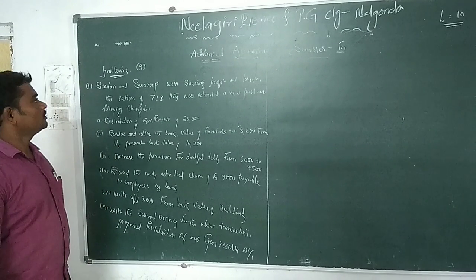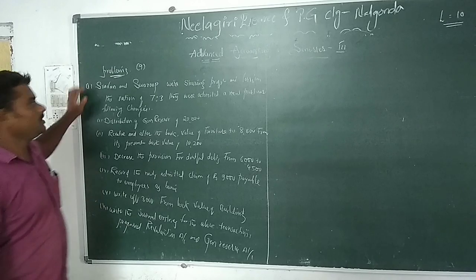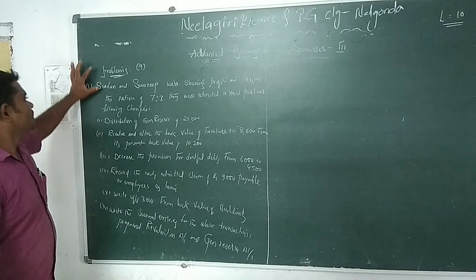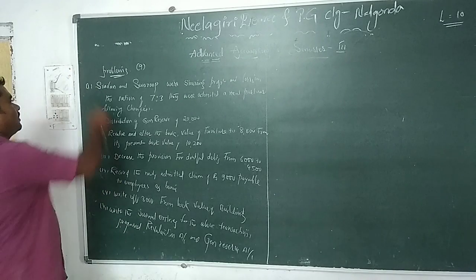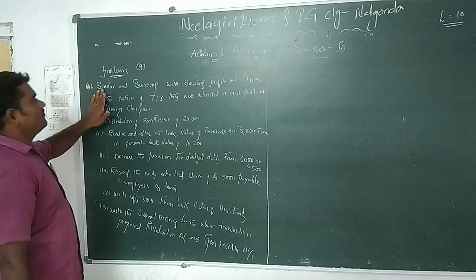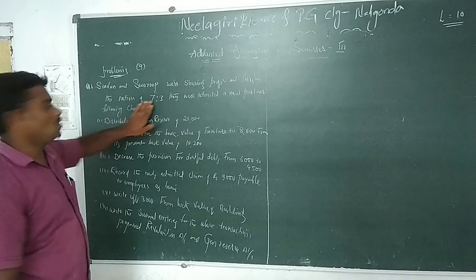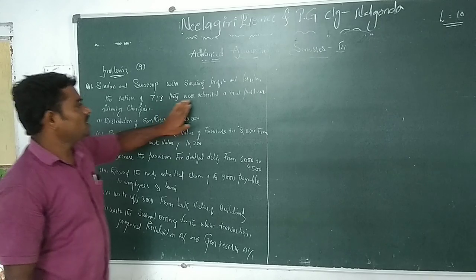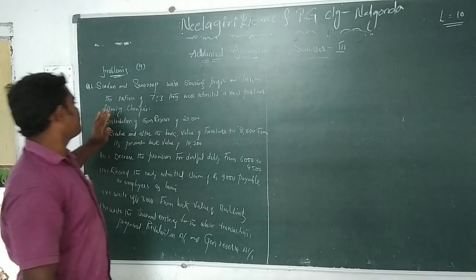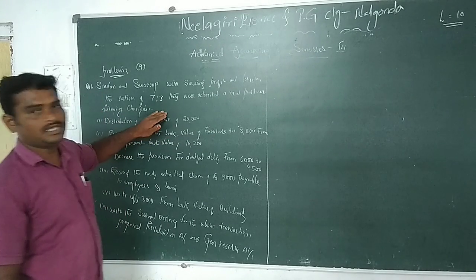Today we are going to discuss the admission of partners problem. Problem 9. So, what is the problem? Admission of a partner. Shravan and Swaroop were sharing their profit and loss in the ratio of 7:3. They admitted a new partner with the following changes.